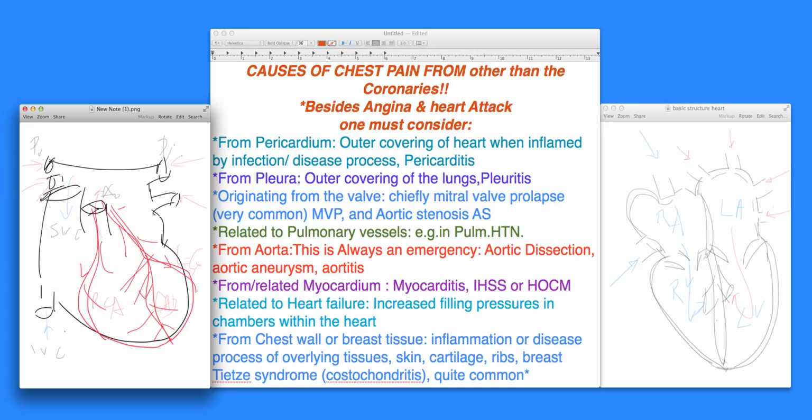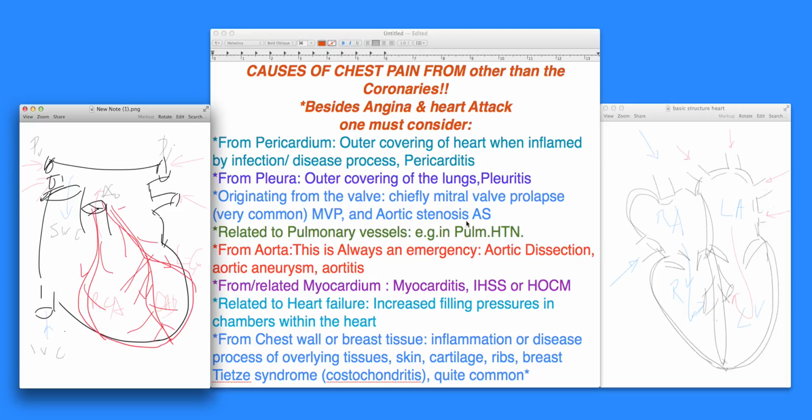We'll define the characteristics of all these pains, because one differs from the other, in a different video presentation, but that's beyond the scope of this time. I'm just enumerating the causes of chest pain, so this way we can then decide just by history, or at least lead us to believe where the pain is originating from based on what the patient describes.